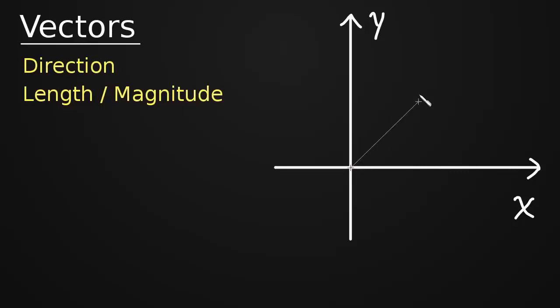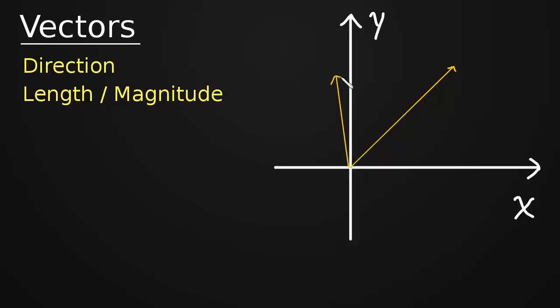Well, I think an arrow does a pretty good job. This, for instance, captures direction. It's moving in the northeast direction, and it also clearly has a certain length. And so this is a vector, and that's exactly how we graph vectors, just as arrows.